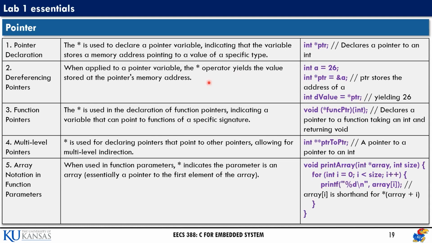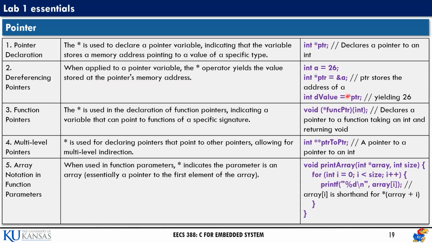Now, as we know, our pointer can store the memory address, and we know our memory address holds specific data or a value, right? So is there any way we can get the data from that memory address? Yes, that's called the dereferencing of pointers. When we apply dereferencing of pointers, that is also using the asterisk sign. The asterisk operator yields the value that is stored at the pointer's memory address.